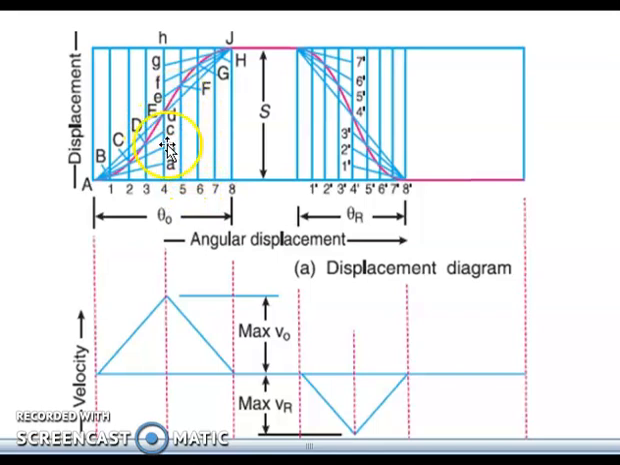So the points in the lower half you join with the corner A. The points in the above half you join with J. You can also name these points as 1, 2, 3, 4, 5, 6, 7, 8.